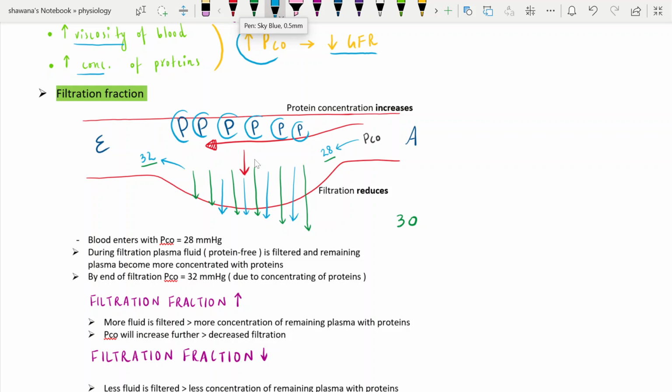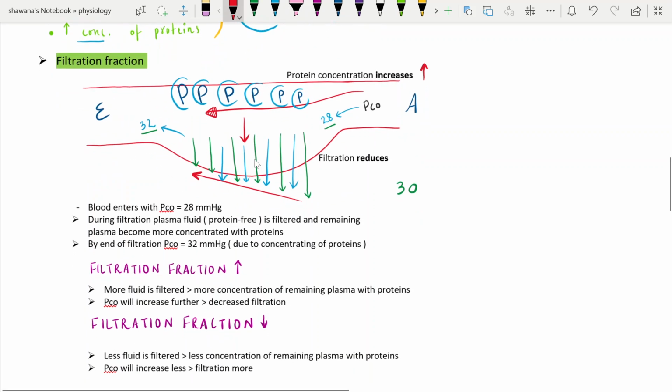It means that the plasma oncotic pressure in the remaining fluid will increase, and it leads to decreased filtration. As you can see, filtration is decreasing towards the efferent arteriole, and the protein concentration is increasing towards the efferent arteriole. It is logical to think so, because the filtration reduces as the protein concentration increases towards the efferent end of the arteriole.